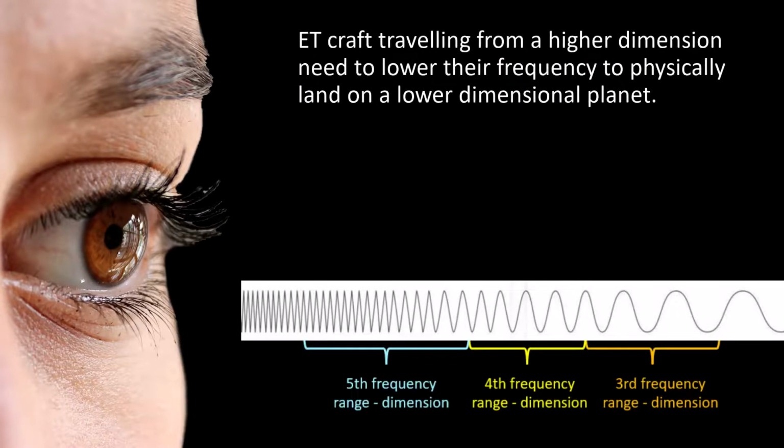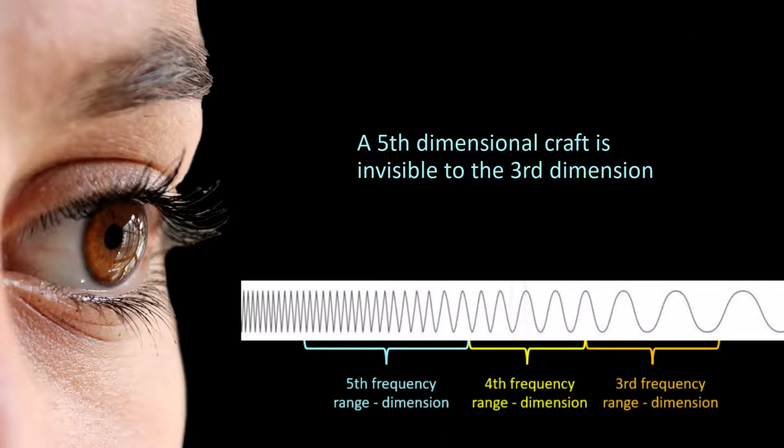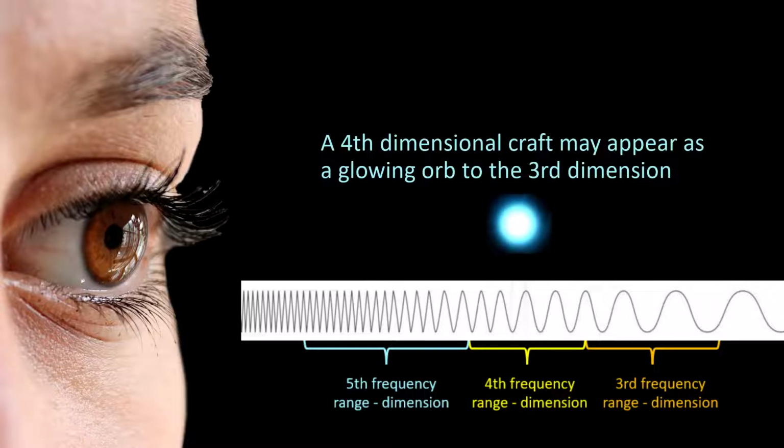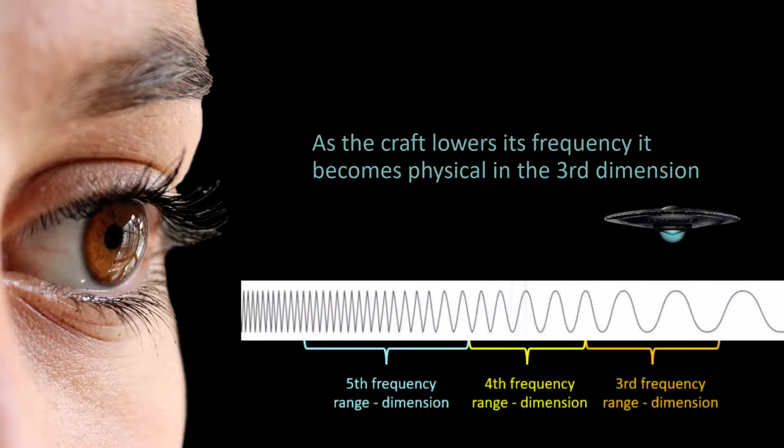ET craft travelling from a higher dimension need to lower their frequency to physically land on a lower dimensional planet. A 5th dimensional craft is invisible to the 3rd dimension. A 4th dimensional craft may appear as a glowing orb to the 3rd dimension. As the craft lowers its frequency, it becomes physical in the 3rd dimension.